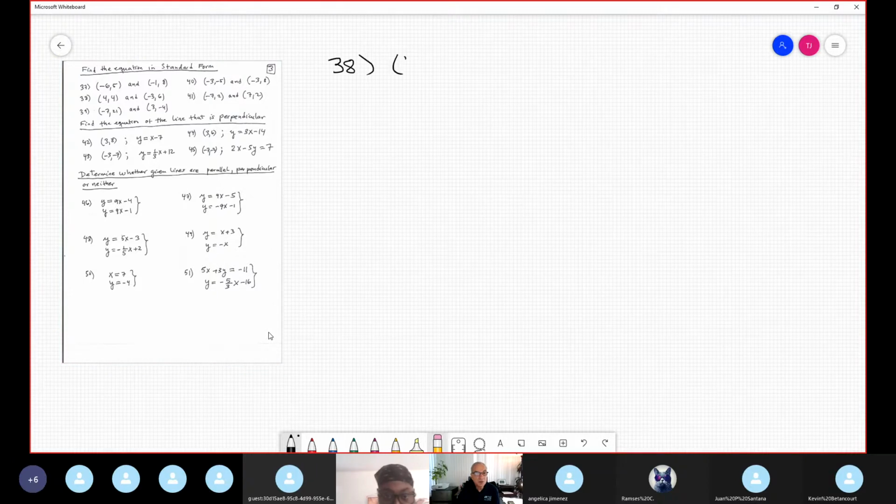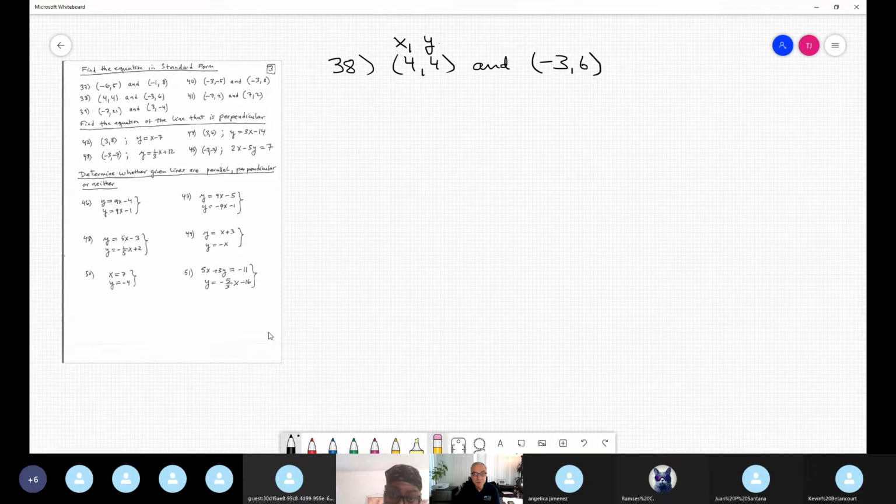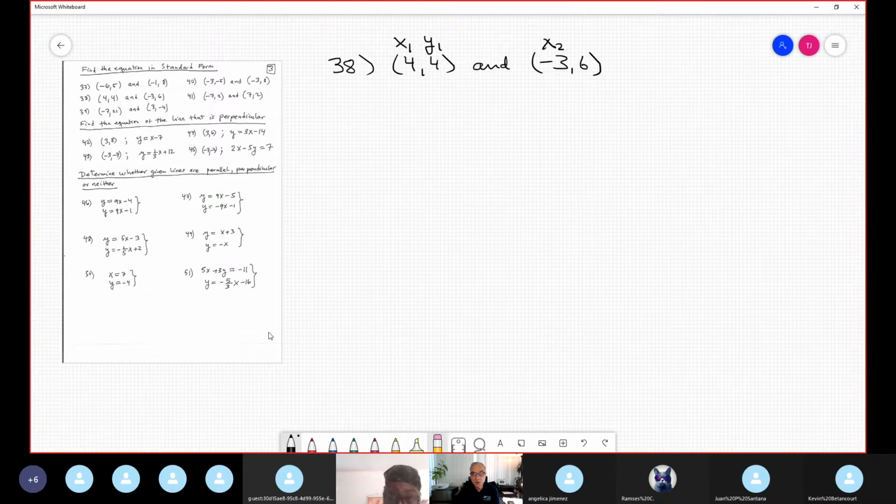38 is the point given at 4,4 and -3,6. Again, I call x1, y1, x2, y2. I repeat again, it doesn't matter what you call 1 and 2. The answer is totally independent of this. Okay, step 1, compute slope.